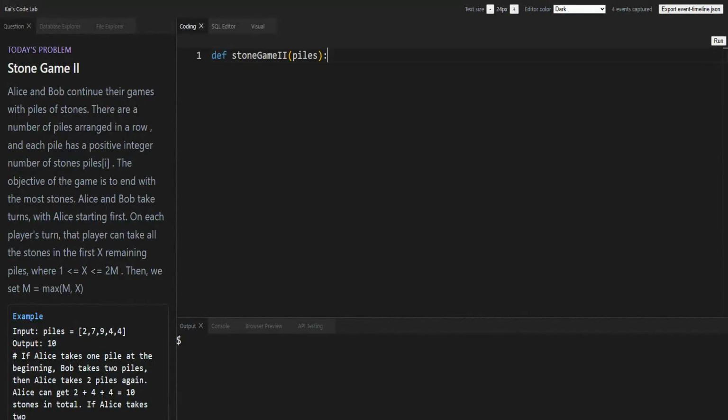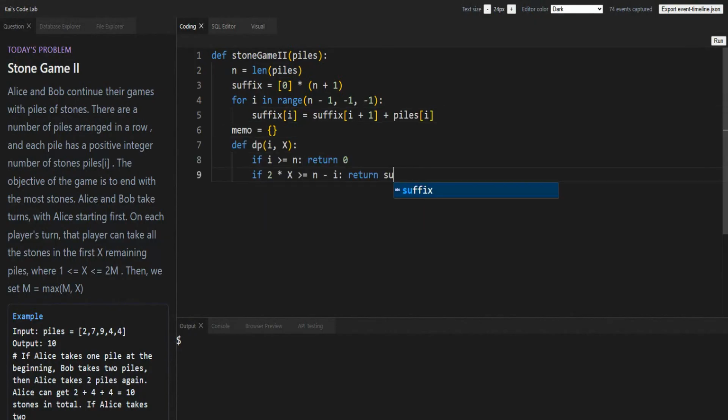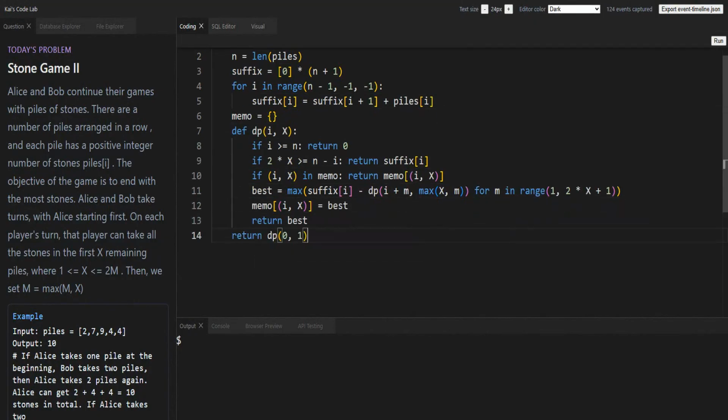Here's the whole thing in one place, same logic you just saw. Fit together, build the suffix sums, define DP with its 2 easy exits, try every move in one line, cache it and kick it off with DP of 0, 1.